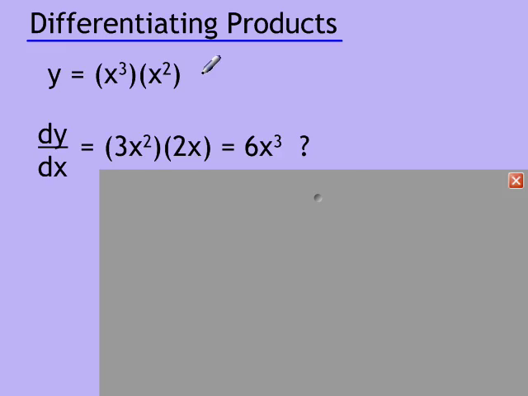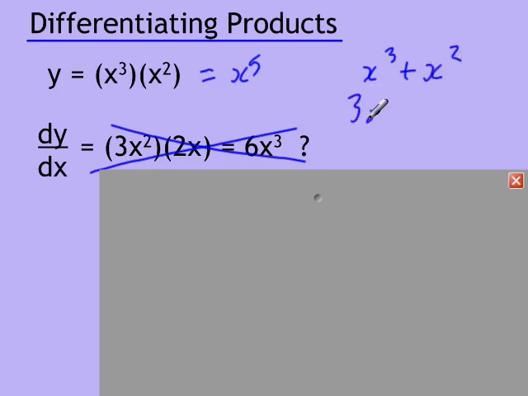But that can't be right. This is x to the power 5. We should here have 5x to the 4, so this is just crazy wrong. So if it was x cubed plus x squared, that would be fine. You could differentiate those separately and you'd get the right answer. But hopefully you learned on core 2 that if you have two things, you have to multiply out before you differentiate. Same thing if you've got two things that you're dividing by, you have to divide through.